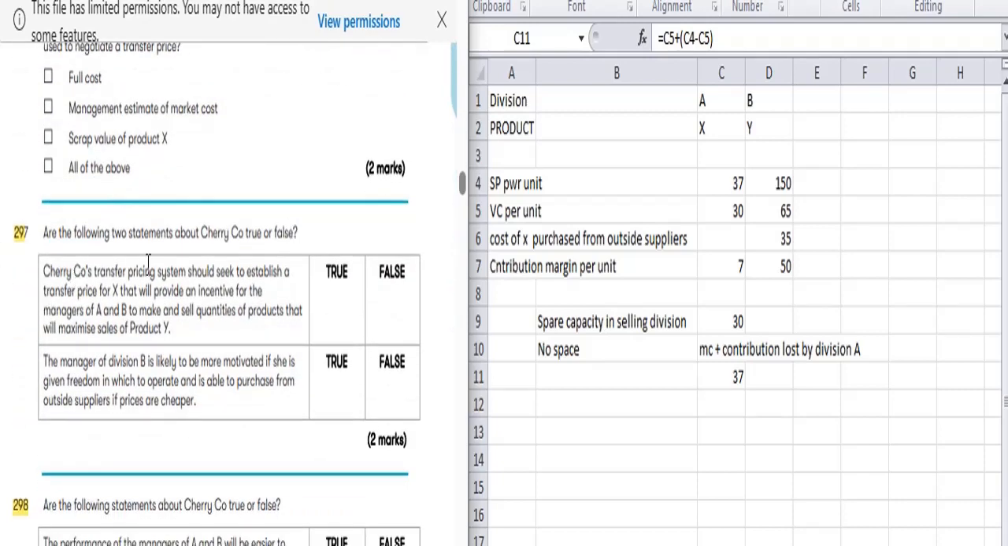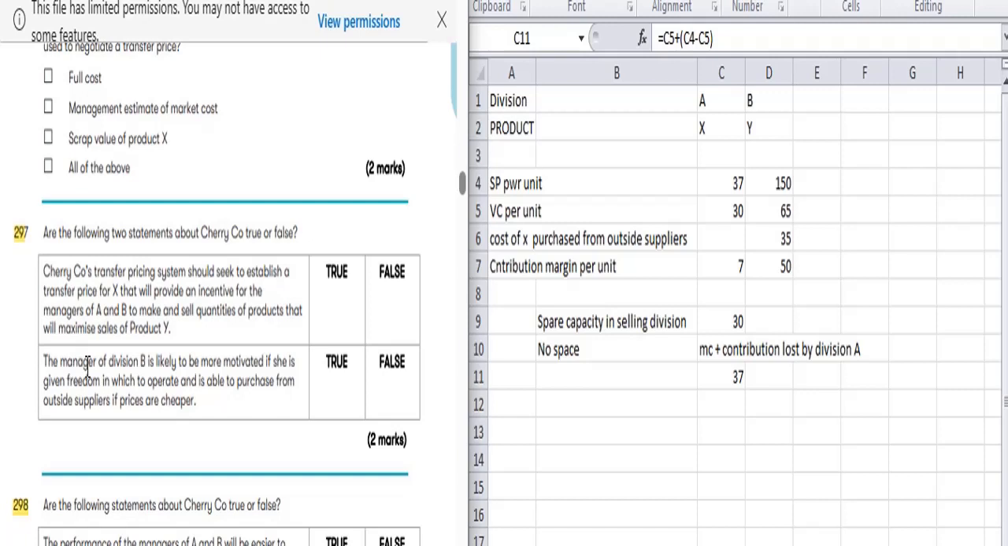Are the following two statements about Cherry Company true or false? Cherry Company transfer pricing system should seek to establish a transfer price for the X that will provide an incentive for the manager A and B to make and sell quantity of the product that will maximize sales of product Y. I will repeat. Cherry Company transfer pricing system should seek to establish a transfer price for the X that will provide an incentive for the manager A and B. Yeah, up to this is correct. To make and sell quantity of the product that will maximize sales of product Y.